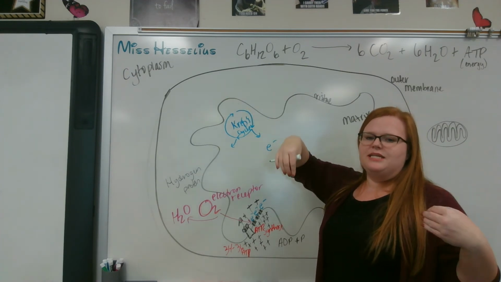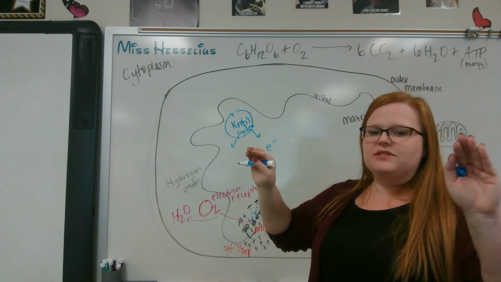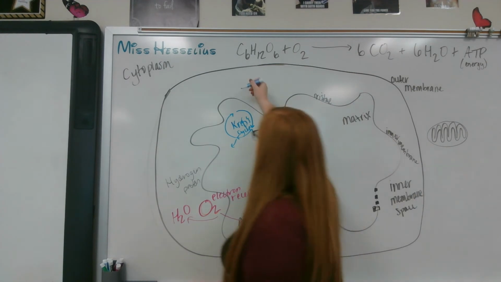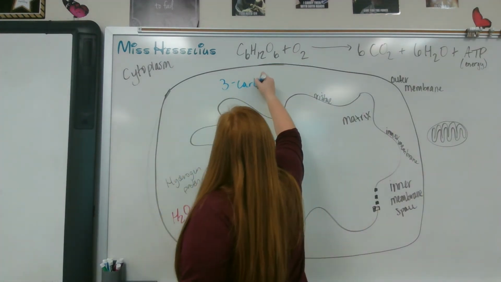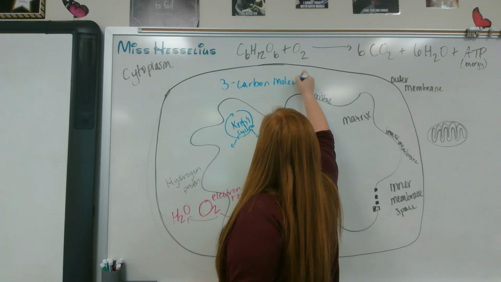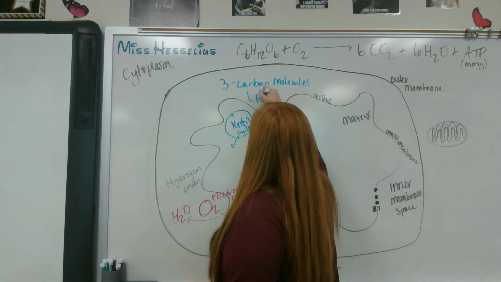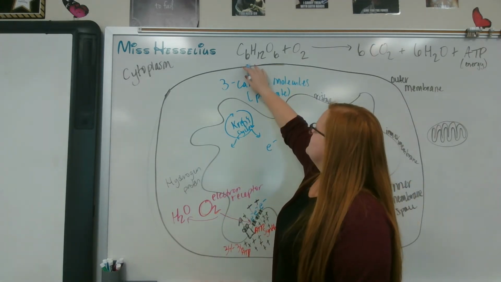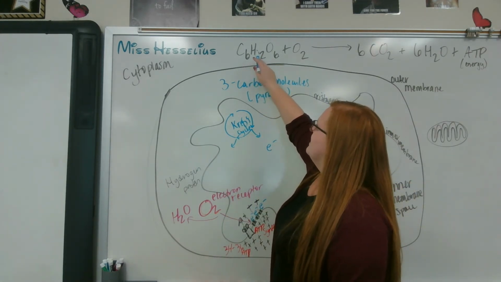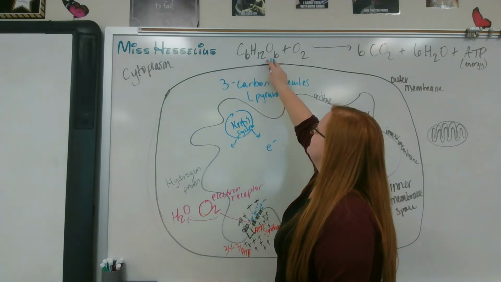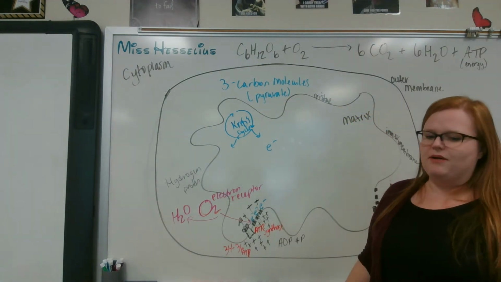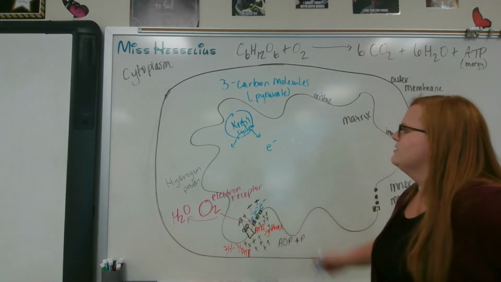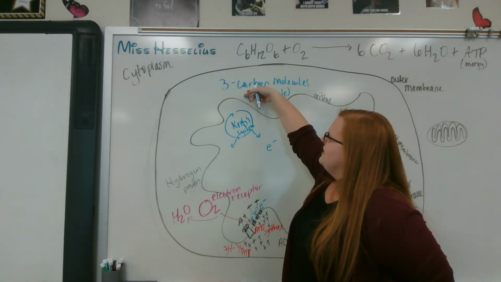But basically, what comes in is 2 halves of glucose. We're going to call them 3 carbon molecules. They're also called pyruvate. Half of glucose would be 3 carbons, 6 hydrogens, and 3 oxygens. That's what pyruvate is. It splits them exactly in half, and we're just going to call them pyruvate or 3 carbon molecules. But that happens in the cytoplasm.